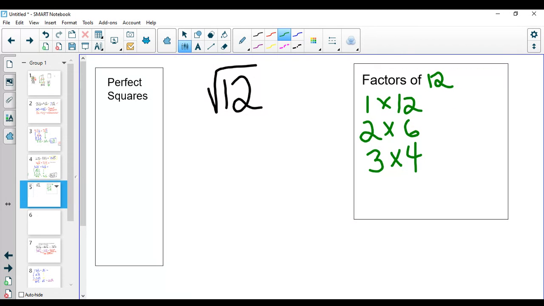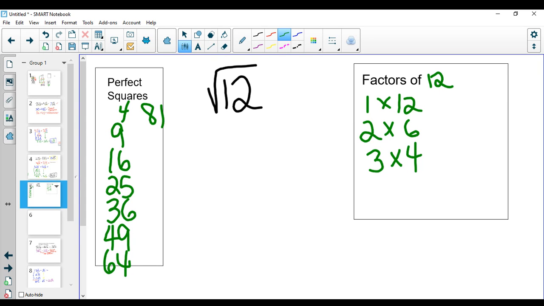So what would be a perfect square? 2 times 2 is 4. 4 is considered a perfect square. 3 times 3 is 9. 4 times 4 is 16. 5 times 5 is 25. 6 times 6 is 36. 7 times 7 is 49. 8 times 8 is 64. 9 times 9 is 81. 10 times 10 is 100. 11 times 11 is 121. 12 times 12 is 144. So these are all perfect square numbers.